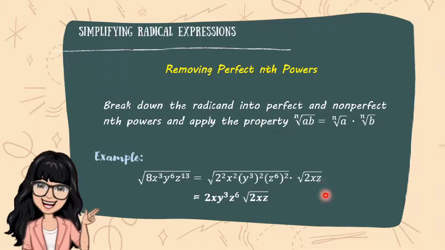So we cannot take 2xz out of the square symbol because they are non-perfect squares. So our final answer then will be 2xy raised to 3, z raised to 6 times square root of 2xz. So that is how you remove perfect n powers. So this will depend on the index. If your index is 3, then you will have a perfect cube. Right? If you have 4 as your index, you will have a perfect fourth power. If you have 5 as the index, you will have the perfect fifth power.